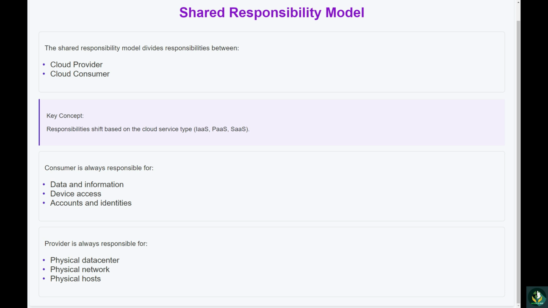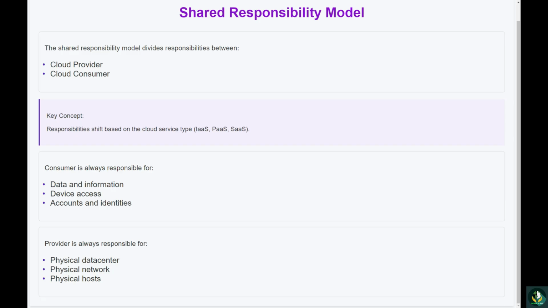The shift to cloud computing introduces a new paradigm where these responsibilities are distributed between the cloud provider and the consumer. This distribution varies based on the cloud service type being utilized, whether it's infrastructure as a service, IaaS, platform as a service, PaaS, or software as a service, SaaS.